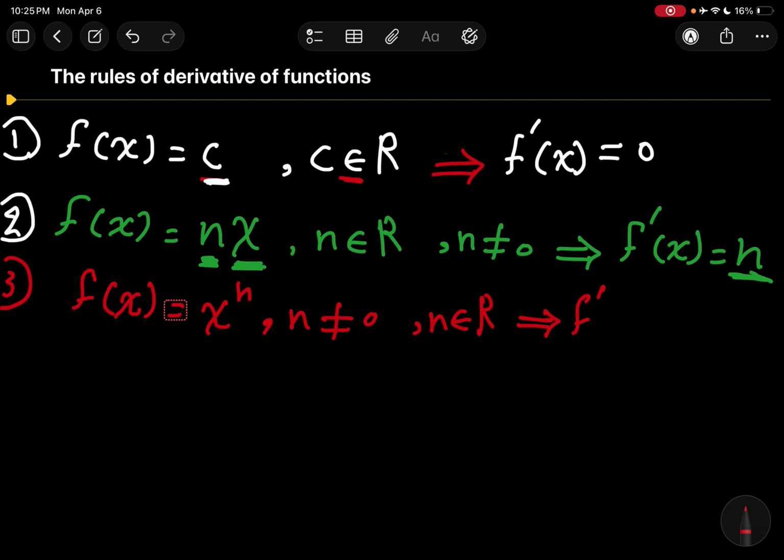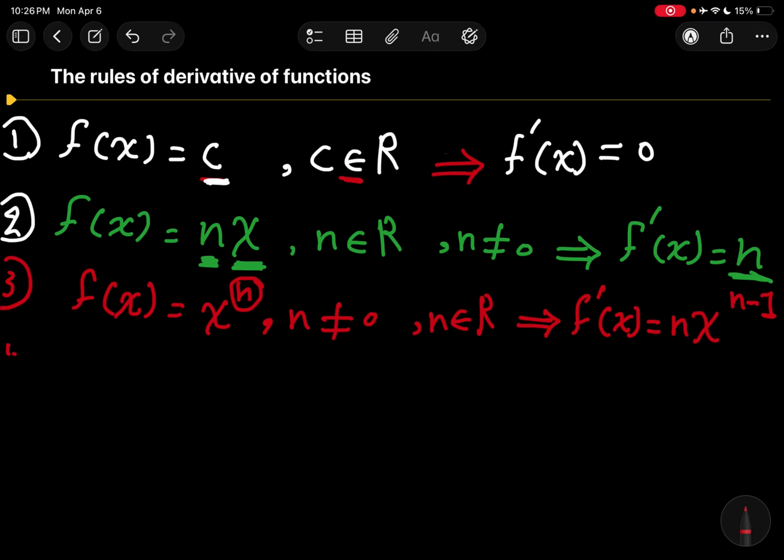So f prime of x, the derivative of f of x, is equal to: put the exponent down, and x, subtract 1 from the exponent. Okay?